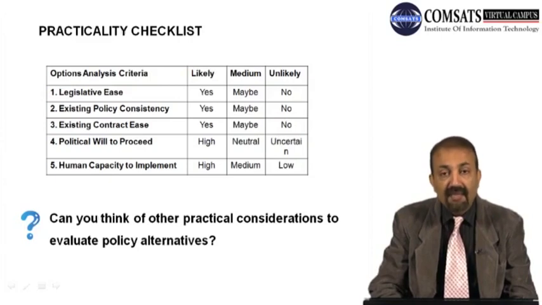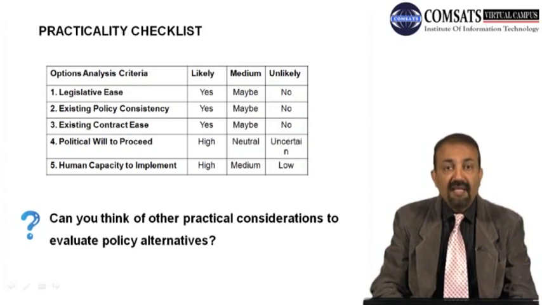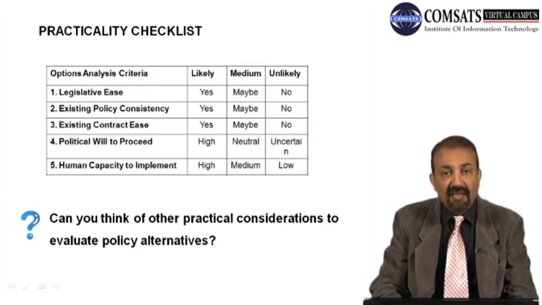For example, in this first aspect of legislative is, as far as the likely aspect is concerned, it has given us the answer of yes. In medium, maybe, or in even the unlikely aspect, the answer has been given in the form of no. In this particular matrix which has been made for this practicality checklist, you can understand it well by yourself, but as far as the policy practicality checklist is concerned, you always have to develop some such type of matrix. And at the end, dear students, he has even given you food for thought here in the form of a question: can you think of other practical considerations along with the few considerations which are given here to evaluate policy alternatives.